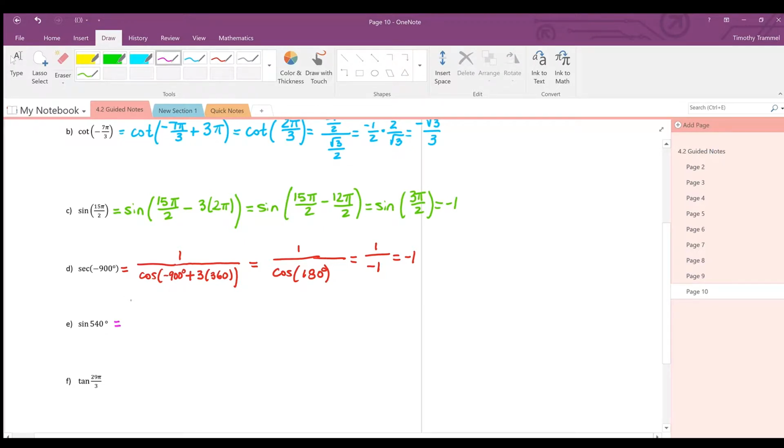Right, now sine of 540. Again, we have a period of 2 pi, or of 360. So I'm just going to take 360 off of this. And that should be plenty. Okay. And again, 180, that is on the negative x-axis. The y value there is 0.